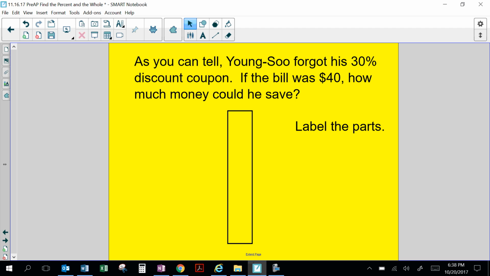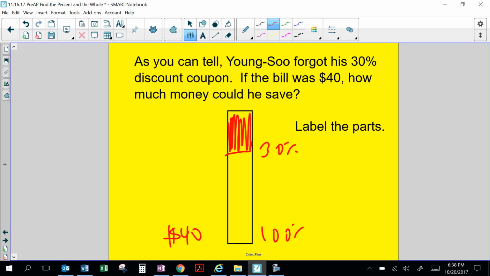So if the bill was $40, that's the entire bill, which is 100%. He forgot his 30% coupon, which is less than half. How much money could he have saved? So we label the parts. What's the relationship between 100 to 40? 130, I don't know.